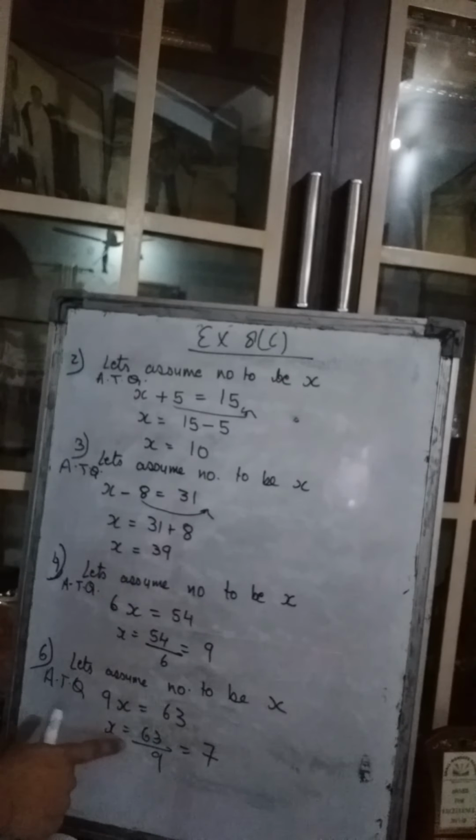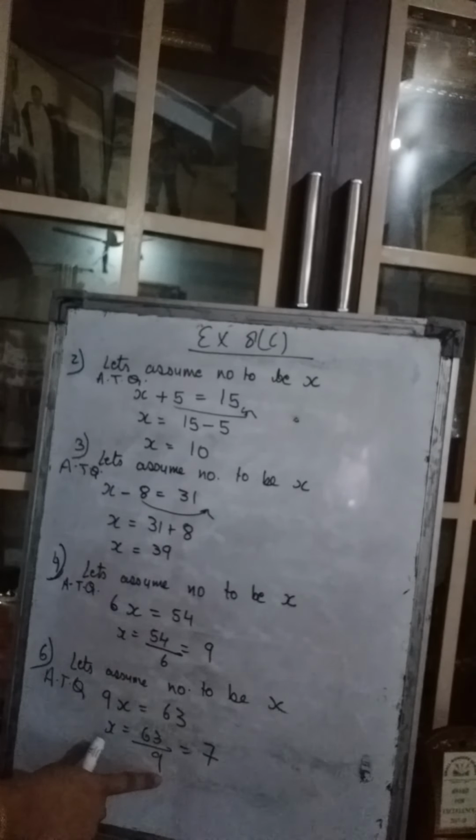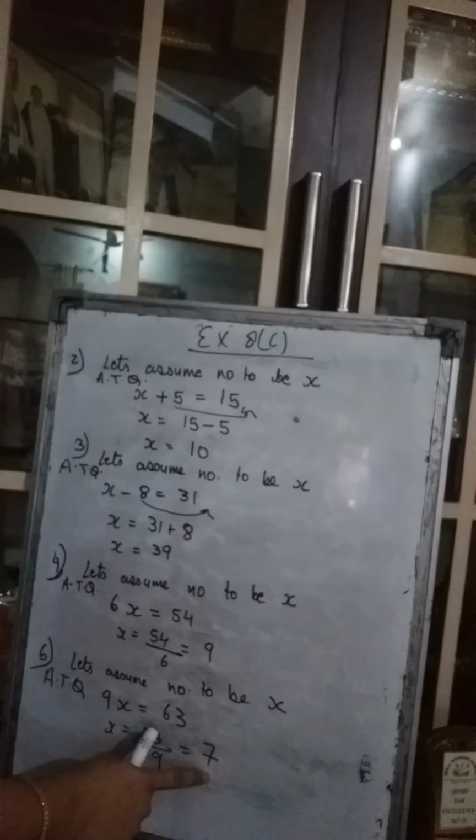Here x is equal to 63. 9 is getting multiplied. We take it on the other side, it will become division. So 63 divided by 9 gives you 7.